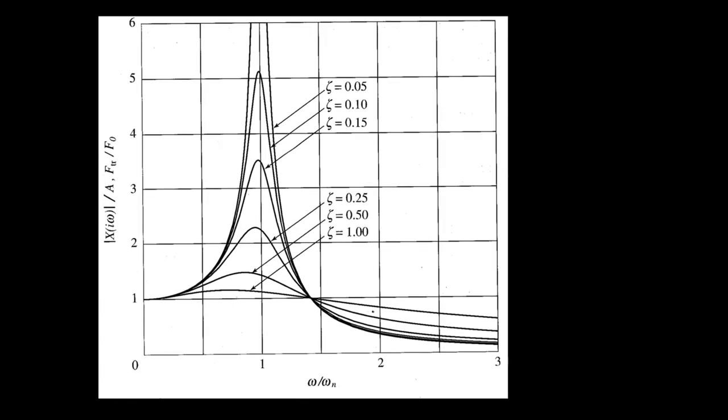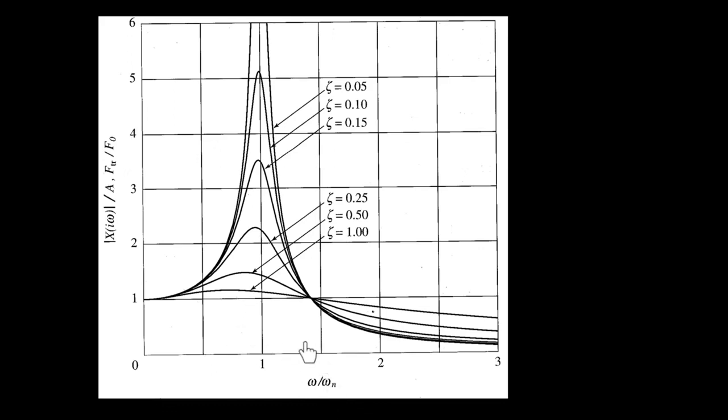Here you can see a few observations. When you have a very small value of little r, or omega by omega n, your displacement transmissibility is around the value 1. And moreover, you can see that damping helps. Damping brings down the displacement transmissibility values in this regime.